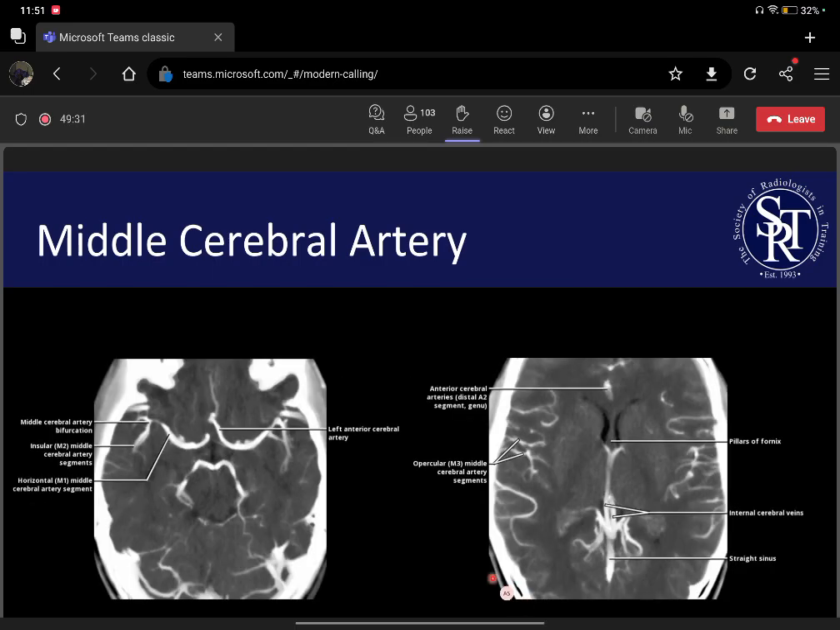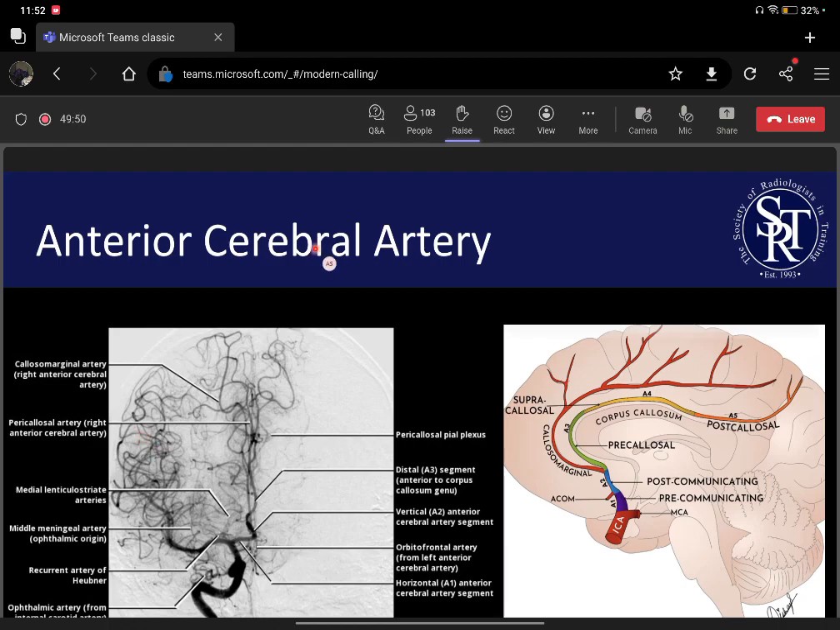So let's look at that again in these angiogram images. Here we can see our middle cerebral artery. This is the horizontal segment coming around here, and then it bifurcates into M2. And these are the segments that you'll most likely be asked about in the exam.